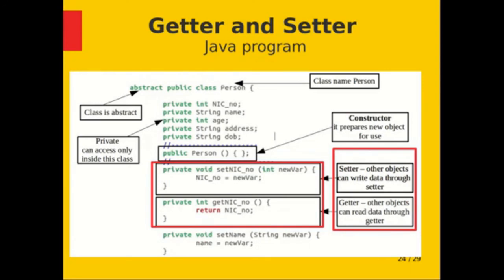Here, the NIC number can be written through the method setNICNumber. Here, data to the NIC number can be sent by the setNICNumber method. Data from the NIC number can be accessed by the getNICNumber method.